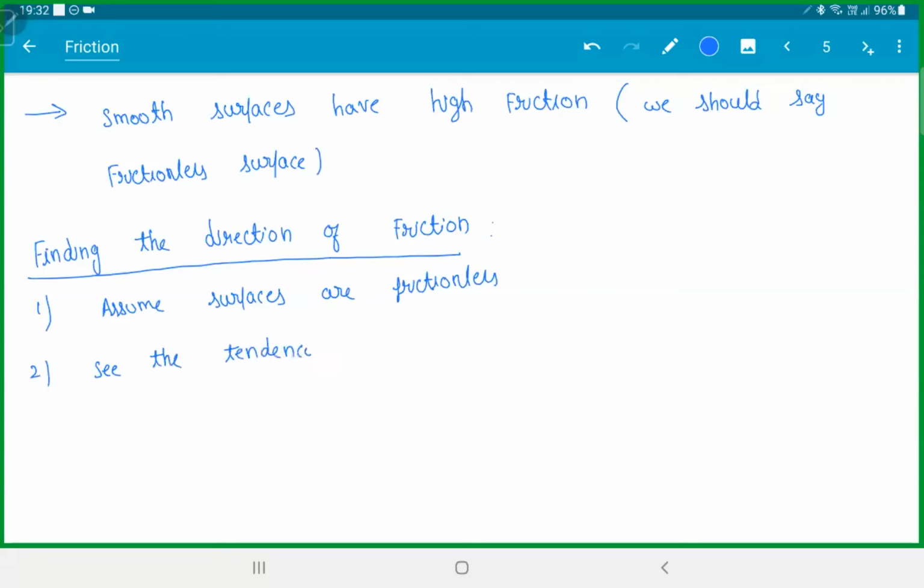See the tendency of the blocks to move or the surfaces to move. I'll give you examples. Then apply friction in such a way as to oppose the relative motion.